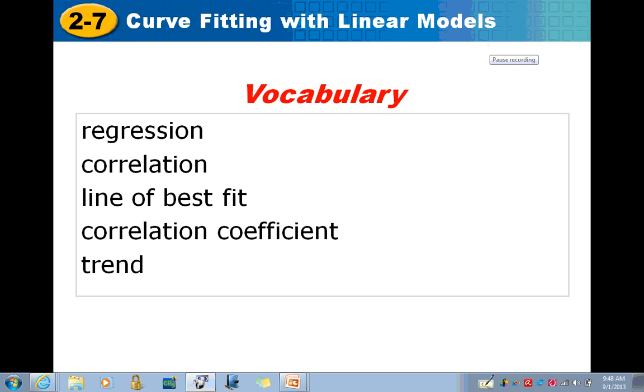Now that we've copied our objective and essential question, our vocabulary words go in the question bar at the side. Of course, later you'll be writing your own questions, but for right now, I want you to be focusing on the vocabulary. We have regression, correlation, which we did handle earlier, but if you didn't, it comes up again. Line of best fit, a correlation coefficient, and trend. Take a moment to write these down now.